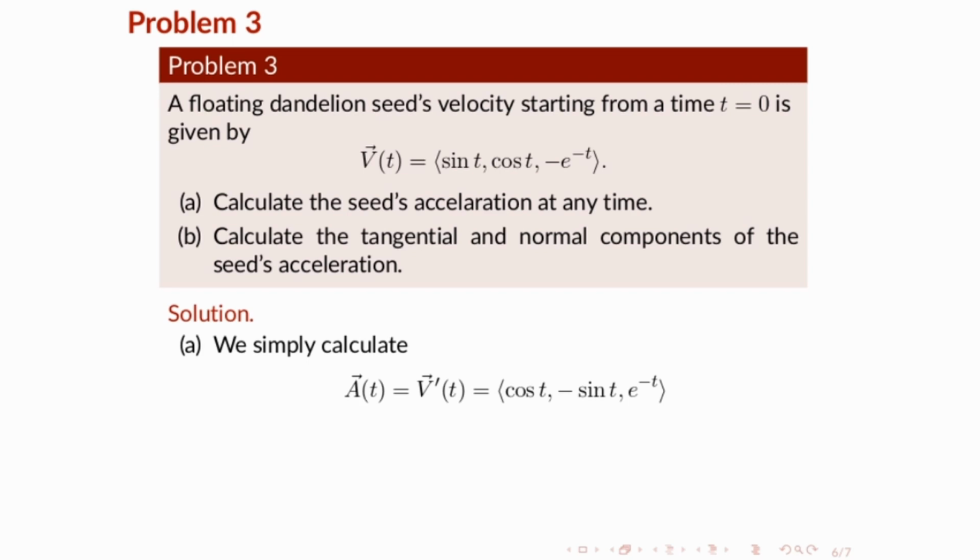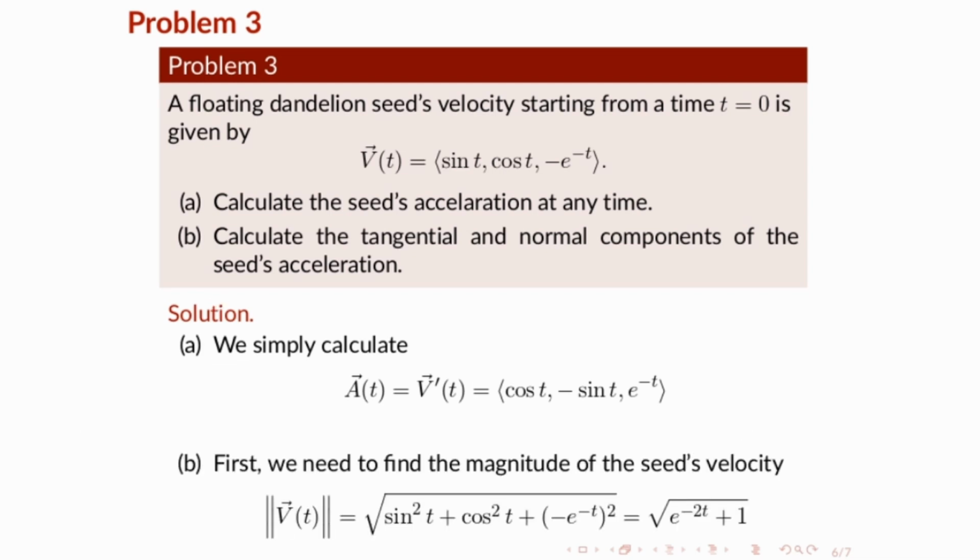And we can get that by doing the square root of sine squared t plus cosine squared t plus negative e to the power of negative t, squared. And we know that sine squared t plus cosine squared t equals 1. So we can just replace those two terms. And after squaring negative e to the power of negative t, we're going to get e to the power of negative 2t. So all in all, we have the magnitude of the seed's velocity, which is just the square root of e to the power of negative 2t plus 1. Now that we have this, we can move on to actually finding the components of the seed's acceleration.